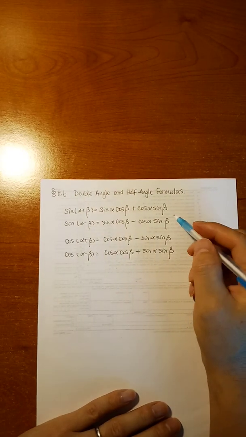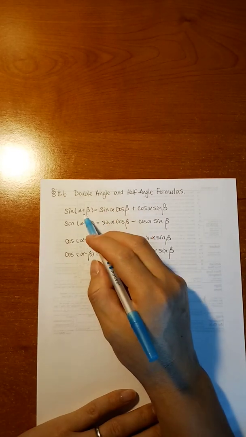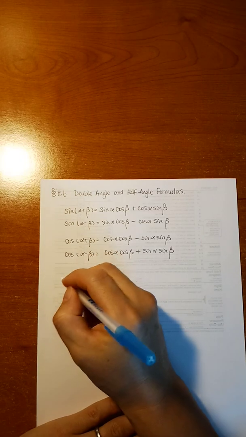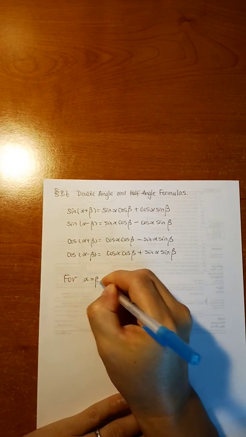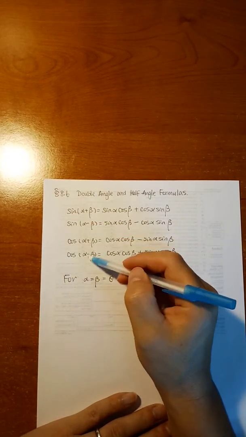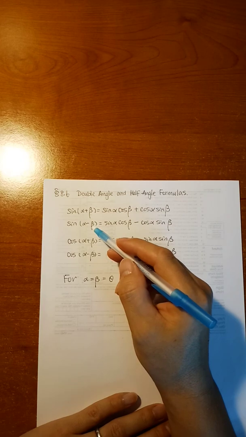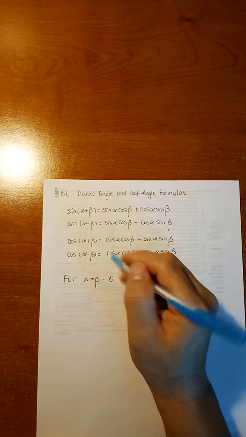And let's see the special case where alpha and beta are both equal to the angle theta. For alpha equal to beta equal to theta, of course the difference will become 0, and 0 is not interesting. So we'll talk about the sum, with alpha equal to beta equal to theta.